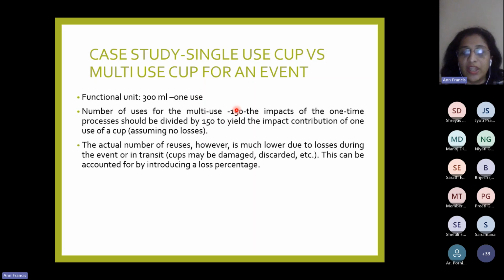The number of uses is 150. After that, we are assuming that the cups cannot be used again. That is one case. Also, we need to account that whenever we are transporting these cups to wash, there is a possibility that the cups might not be transported in the best condition. Sometimes we might end up losing some, so the number of uses might go below 150, because of the losses during transportation.